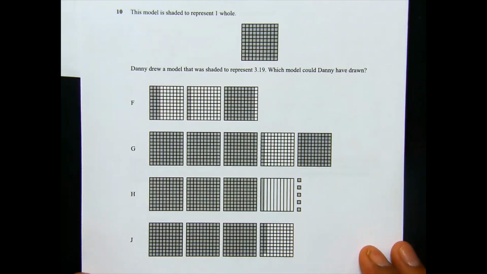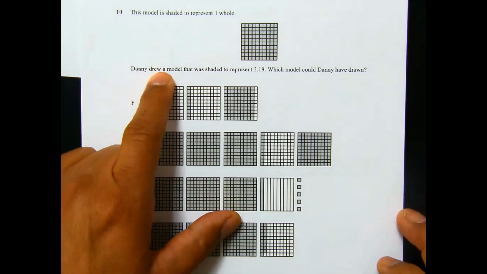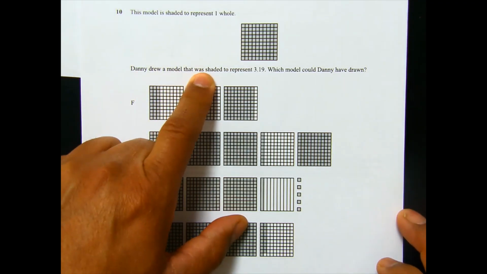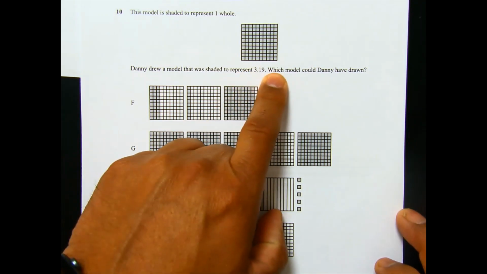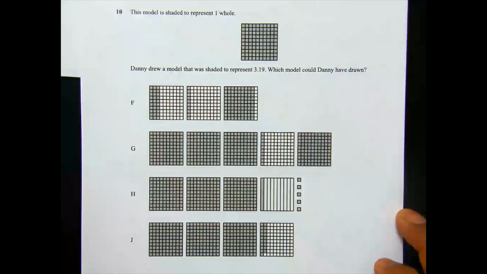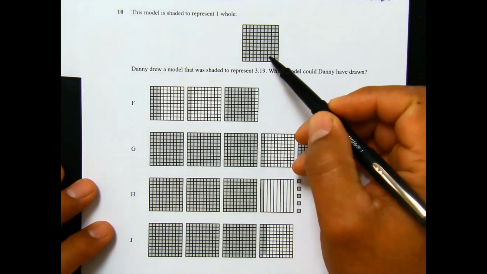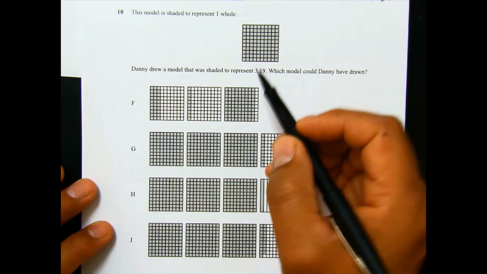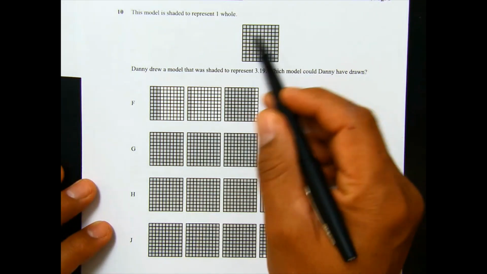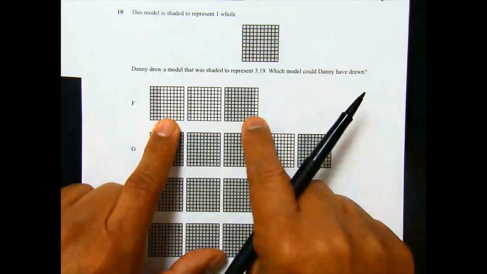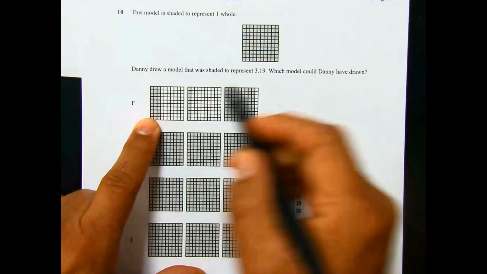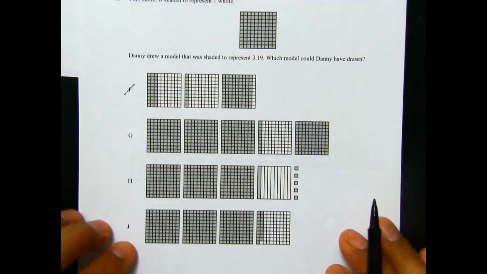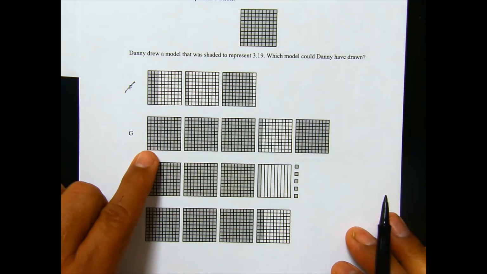Number 10. This model is shaded to represent one whole. Danny drew a model that was shaded to represent 3 and 19 hundredths. Which model could Danny have drawn? So this represents one whole. So we should have 3 hundreds grids shaded in. If I go here, I don't have 3 wholes shaded in. It can't be G.